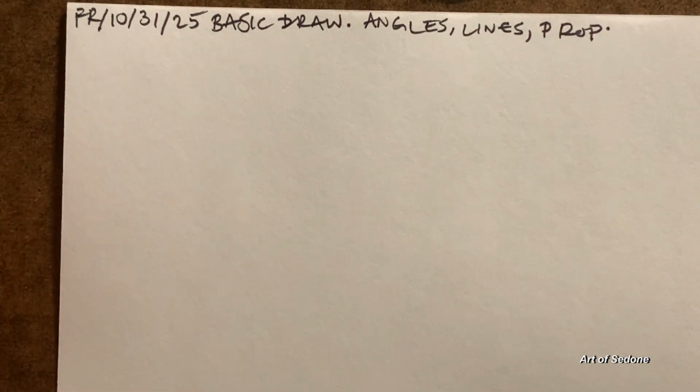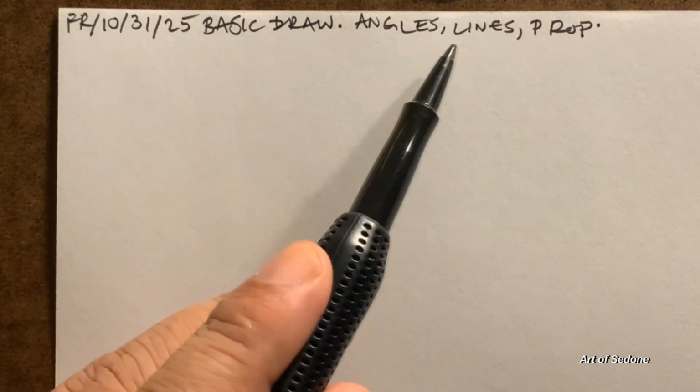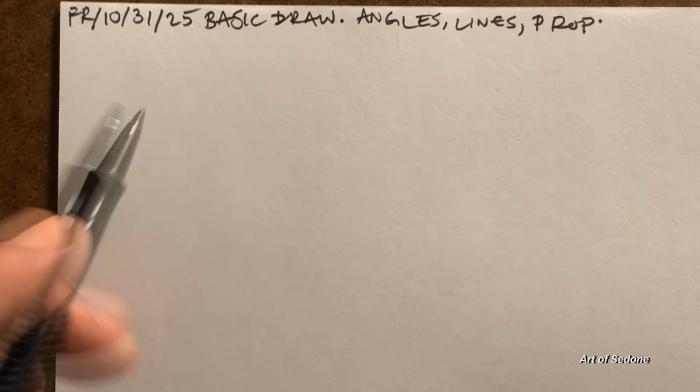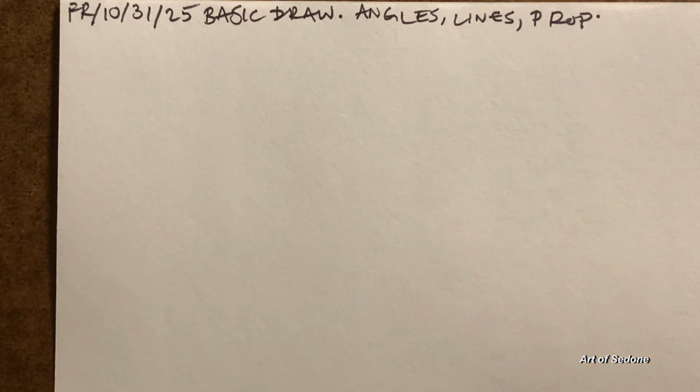I was thinking about what I use all the time, because just because it's basic doesn't mean that it's not important. I think that angles, lines, and proportions come up all the time, and once you practice enough, it becomes sort of second nature. Sometimes it's good to think about them, because if you skip them, that's usually what makes a drawing not look good.